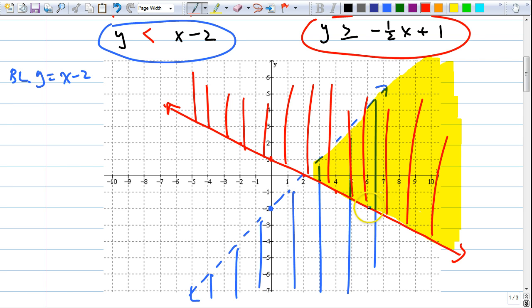Ryan, what about this point right here? 6, -2. Would that be my solution? Yeah, why? It's on the red line. Not only that, that part is included in the blue shaded region. We've shaded everything below. Of course, that point is below this blue region, right? Does that make sense? Any questions?